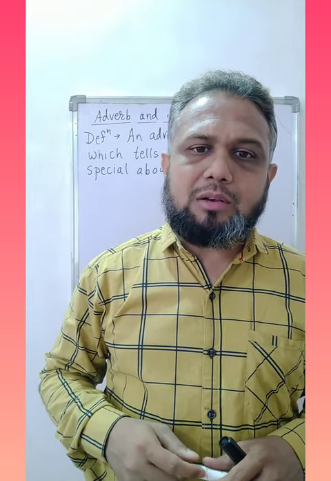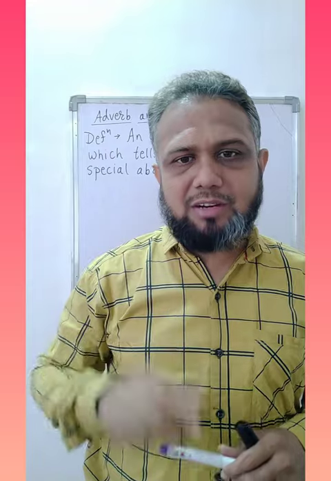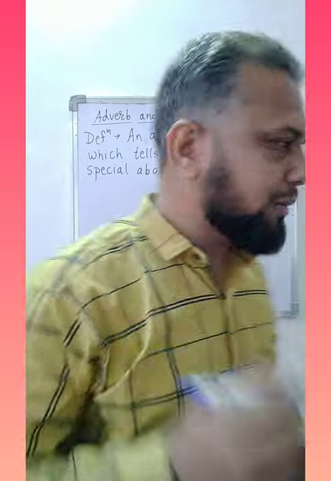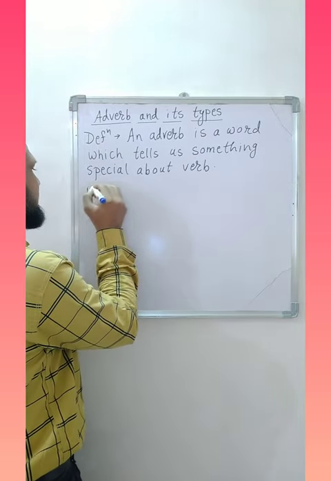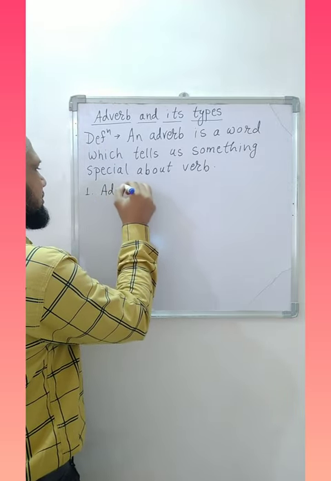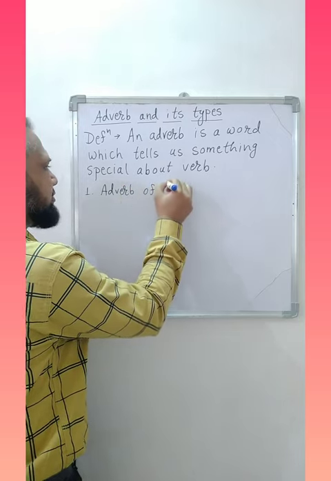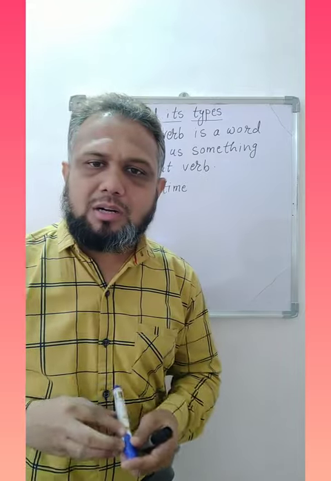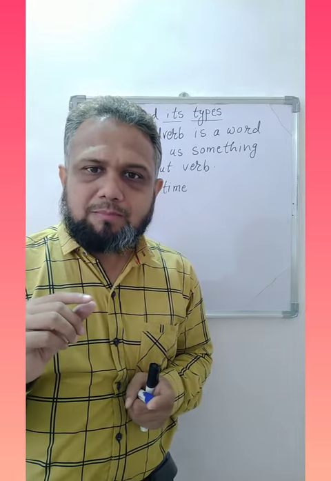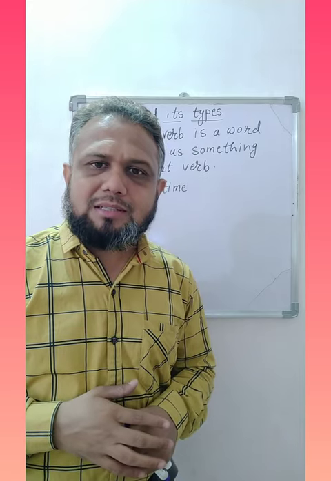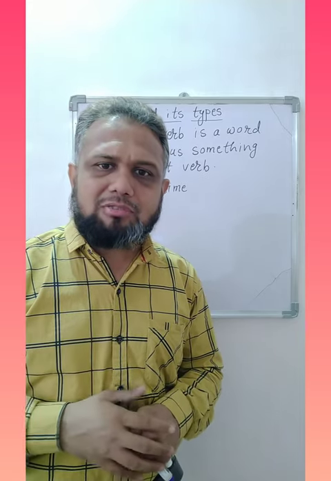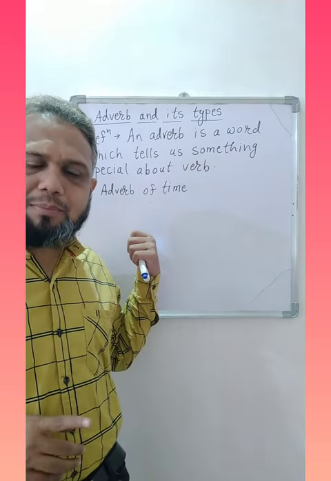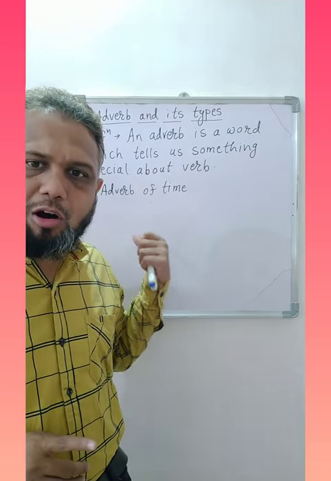So, according to the function of the adverb, there are four main types of adverb. Number one, adverb of time. The word or the adverb which tells us about the time of the happening of the action in the sentence, it is called as adverb of time.